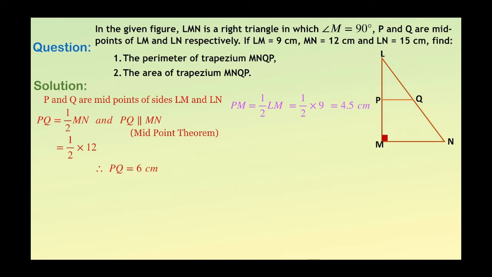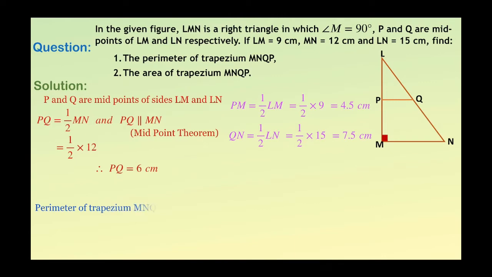P is the midpoint of LM and LM is given as 9 centimeter, so we can find the length of PM as 4.5 centimeter. And similarly QN is half of LN, because Q is the midpoint of side LN and LN is 15 centimeter, so we get QN as 7.5 centimeter. PM and QN are the two non-parallel sides of the trapezium.